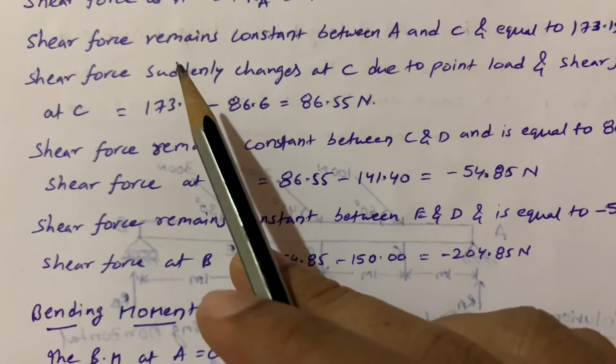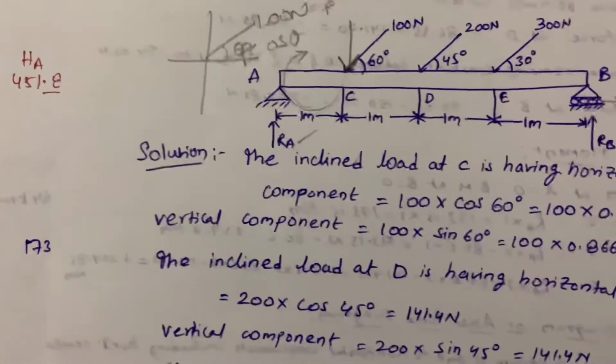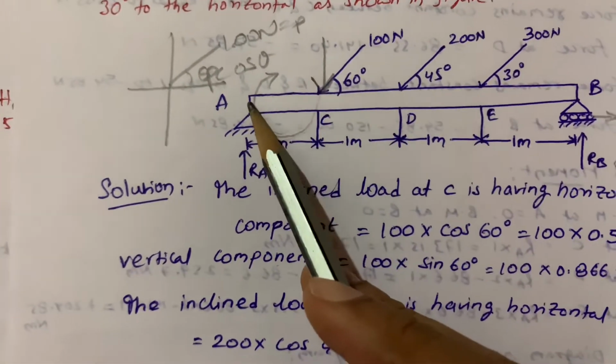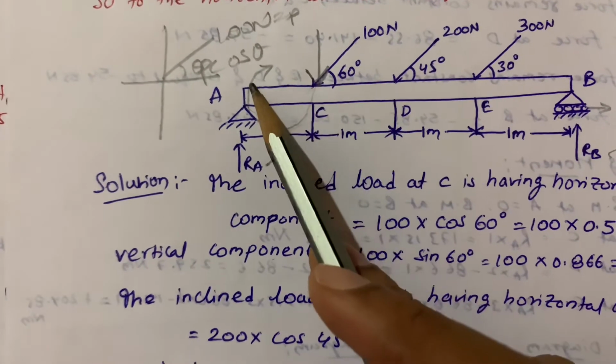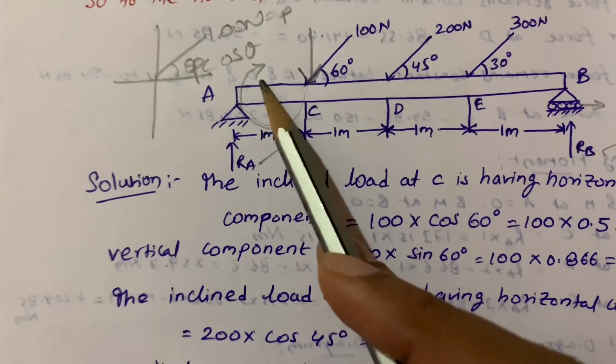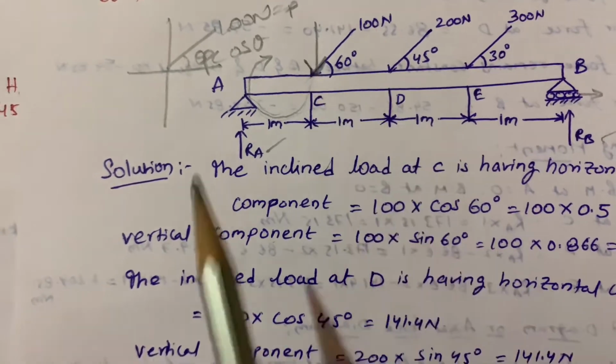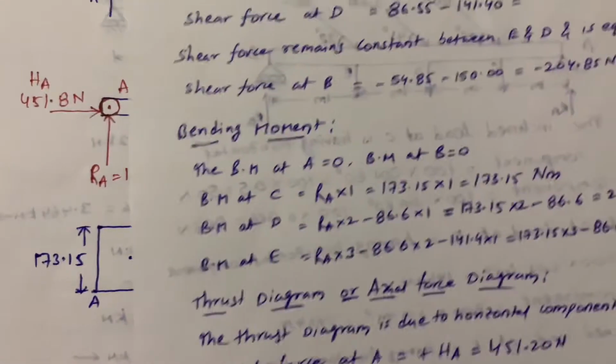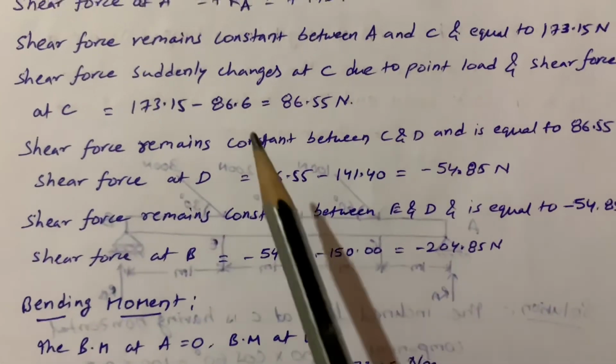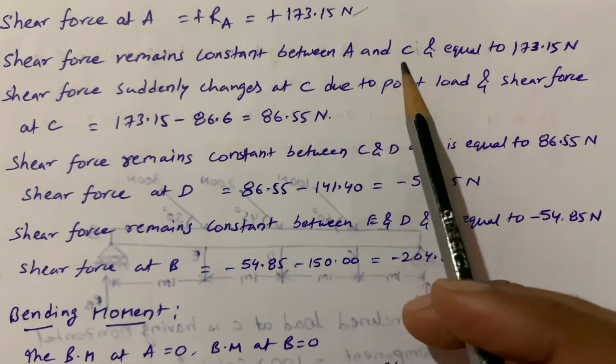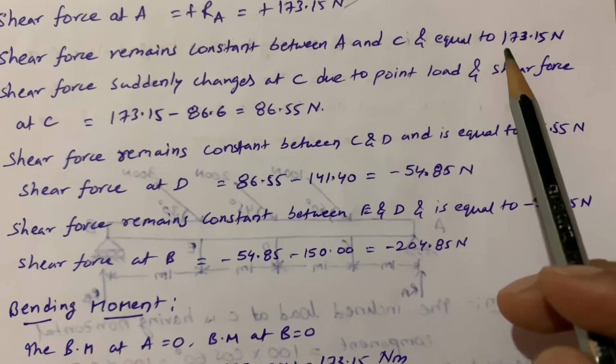And we know that there is no force between one load and the next. From here to here there is no force, so in between there is no force. The shear force remains constant up to here. So shear force at A and C are equal because there is no shear force.